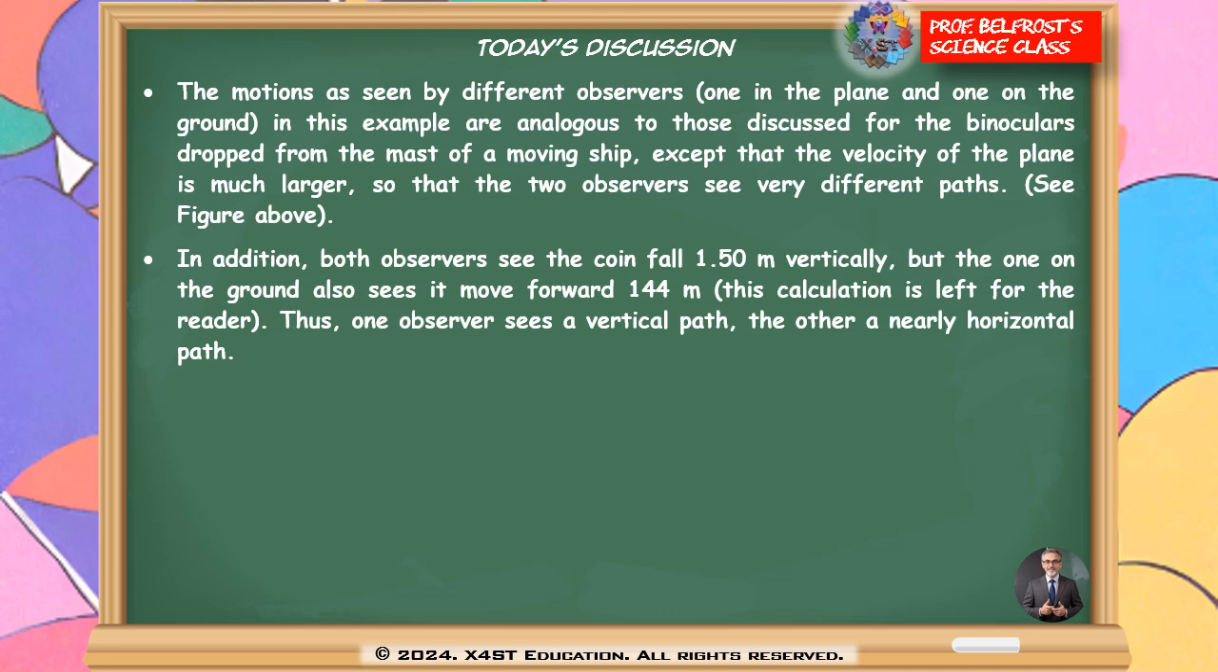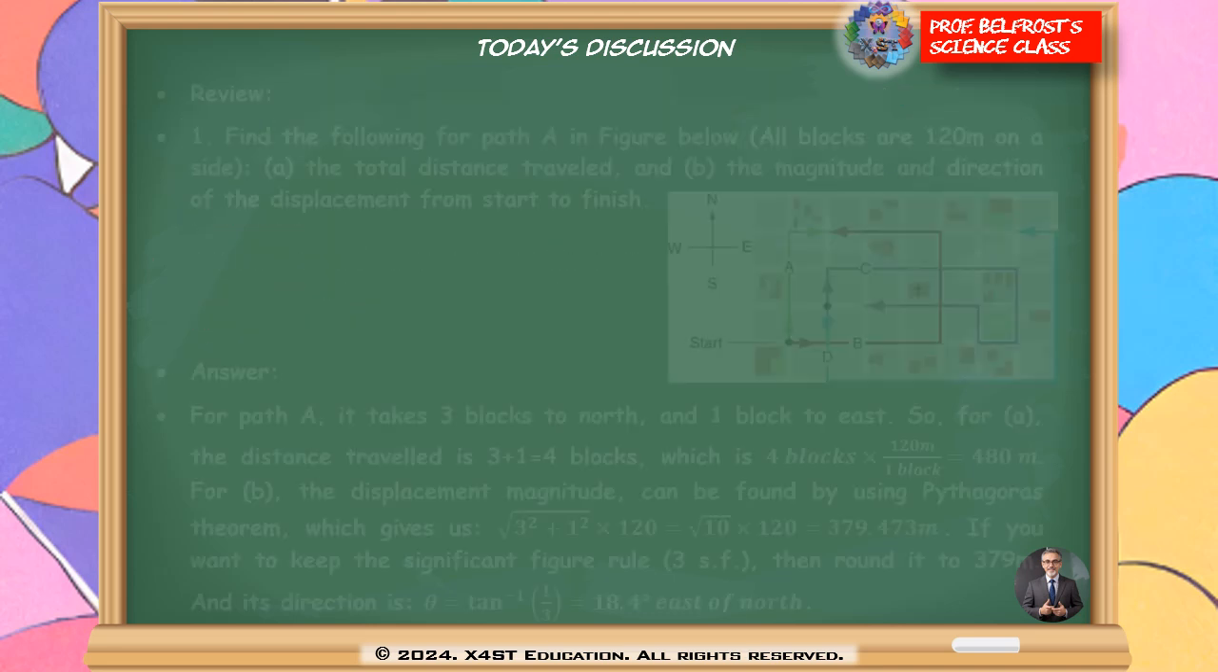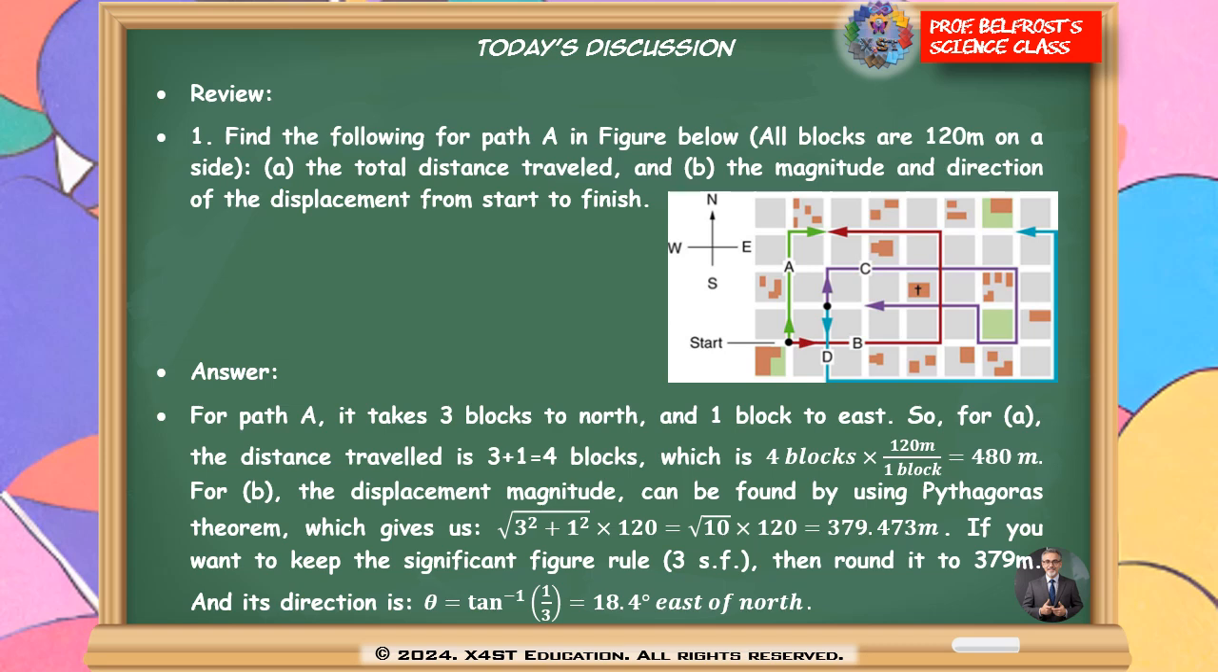Okay. Now, we are done with this chapter. This is just a very short chapter. Now let's do some review. The first one is to find the following path A, where all blocks or all grid squares are actually 120 meters on a side. The first is to find the total distance traveled, and the second is to find the magnitude and direction of displacement from start to finish.